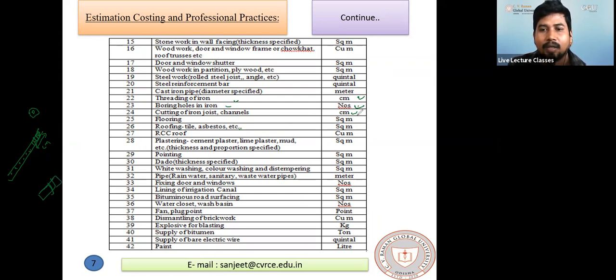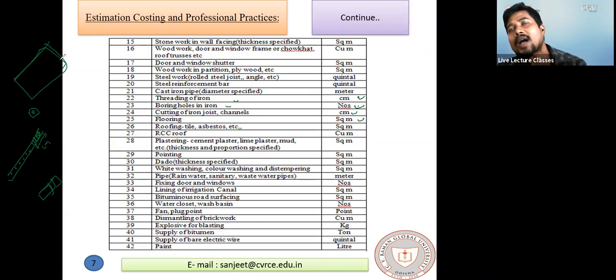Next, flooring, square meter. Suppose this is a tile flooring, right? As compared to the thickness, the length and breadth are very high. And in flooring, suppose it is a cement concrete flooring and the thickness is mentioned, then you can multiply the thickness. But for flooring like tile flooring, it is in square meter because the thickness is very small.